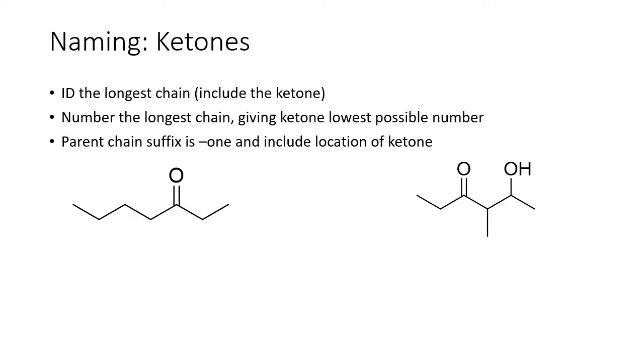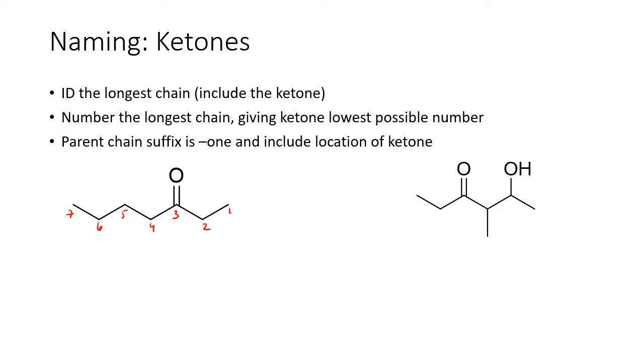So with our first example, we will number our longest chain. Now, this chain has 7 carbons. If we were to start counting from the left, our ketone would end up on carbon 1, 2, 3, 4, 5. But if we start counting from the right, it will end up on carbon number 3. Now we want to focus on giving the ketone the lowest possible number, so we will start counting from the right. Now the prefix for a 7-carbon chain is heptane.